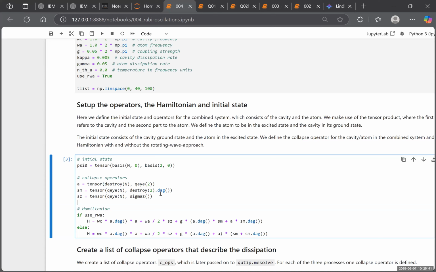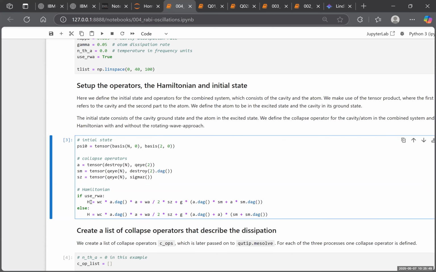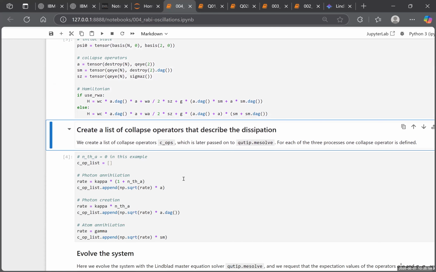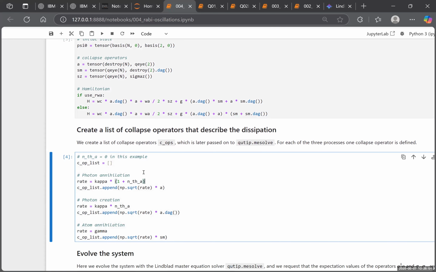dagger. But you could just use sigma minus. You could just use sigma minus from the package. Yeah, then use sigma z here. Okay, if you have the rotating wave approximation, you drop the cross terms, else you have to include everything. Okay. Well, we're choosing the first Hamiltonian. Yeah, collapse operator.